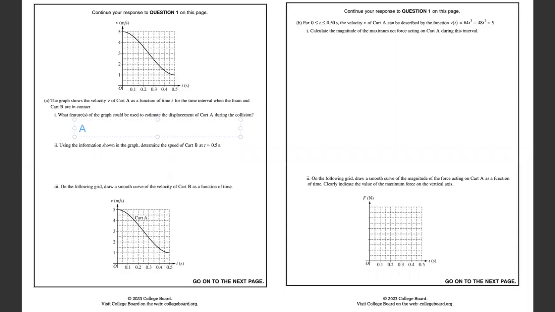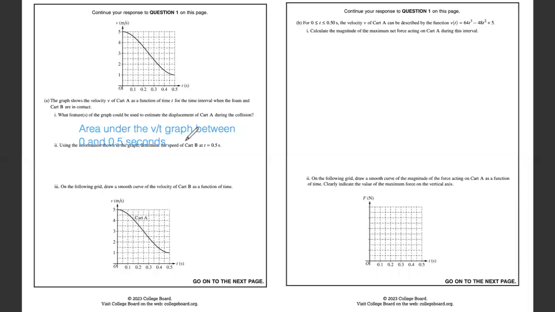This one is also going to be area, the area between 0 and 0.5 seconds, and it's going to be the area under the graph. Let me specify that: the area under the velocity time graph between 0 and 0.5 seconds. That should give you the displacement of cart A during the collision, because this is the entire time the two carts were colliding with each other.